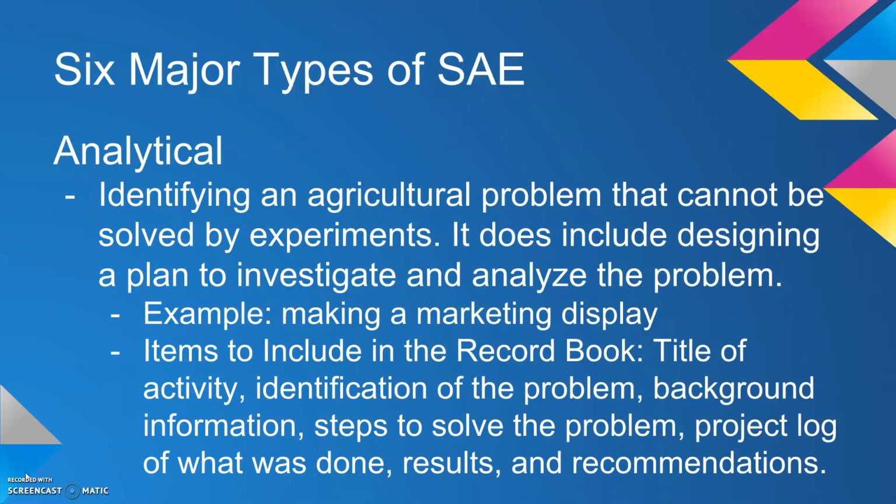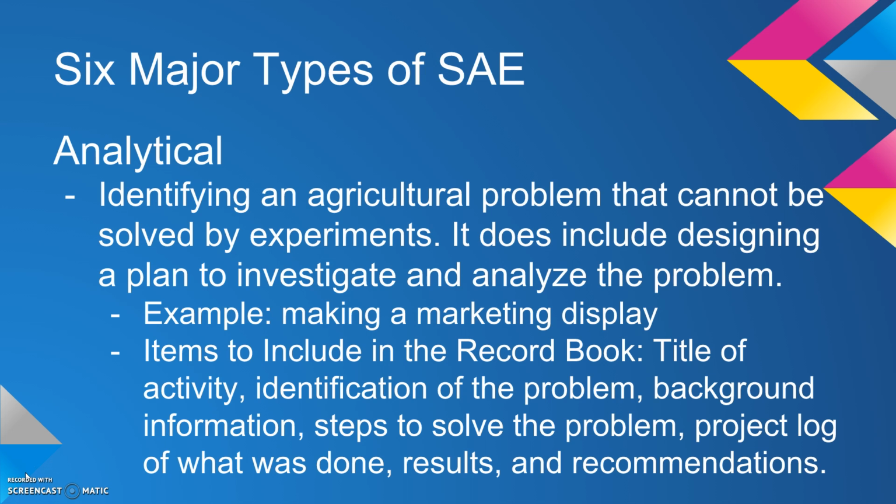Okay, analytical. Analytical is basically a research project, but it is not an experiment. So if someone's doing a project that is a research-based project without being an experiment, it's an analytical project. So it's identifying some sort of agricultural problem that can't be solved by experiments. It does include designing a plan to investigate and analyze the problem. The prime example of this would be making a marketing display to put out, say, at Hudson's or something like that, to encourage people to come into the business.